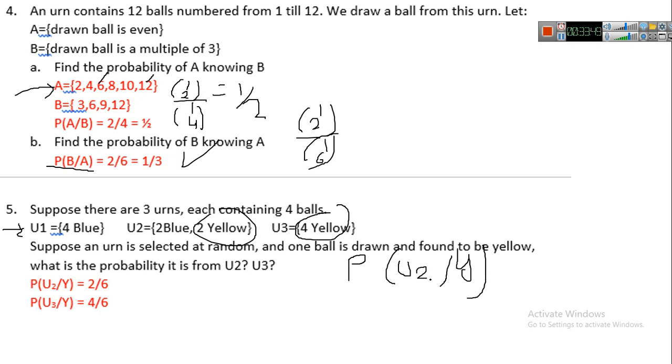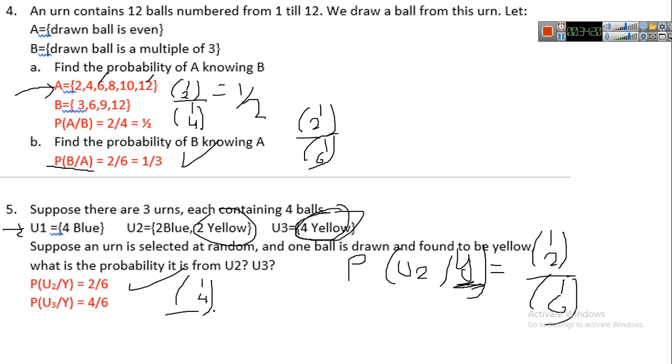So I pick knowing yellow, so I go only to yellow because I know it's yellow. What is the probability of urn 2? How many yellow do I have in urn 2? I have only 2, so it will be 2 out of the total number of yellow. I have 6, so it will be 2 over 6. And knowing yellow from urn 3, how many do I have? 1 out of 4 over the total of yellow, because the universe is yellow. 1 out of 6, which is 4 over 6, which is 2 over 3.